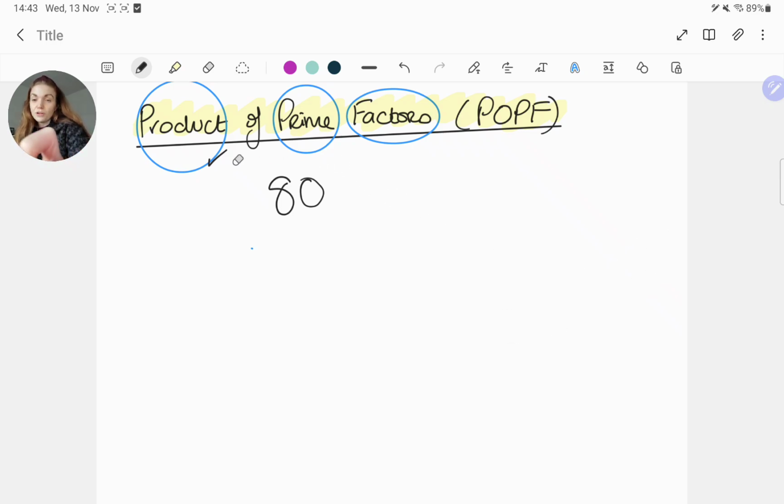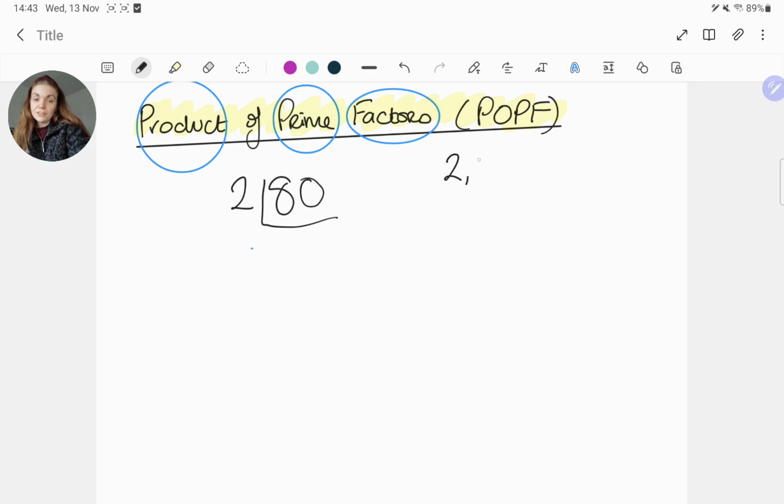Okay, so let's look at the product of prime of 80. I tend to do the step ladder method. I like the ladder method. There are other methods, like a tree method also. This one is my preferred method, so it's the one I'm going to do. What we do first is we say, what is the first prime number that divides evenly into 80? So we could say 2.